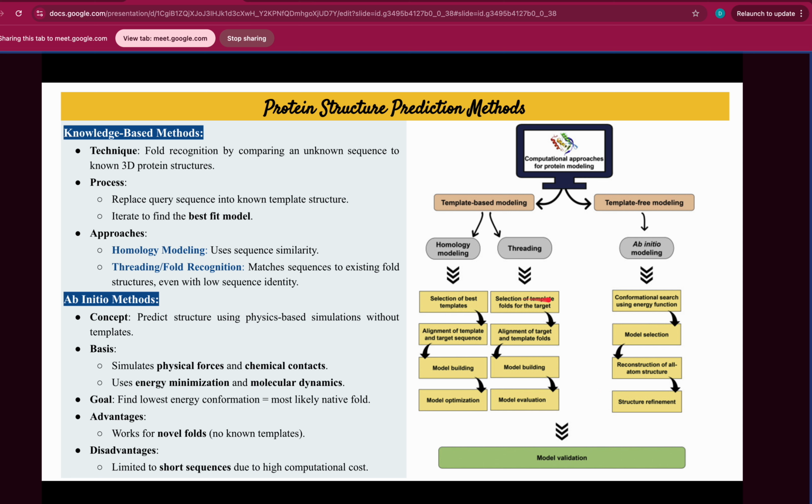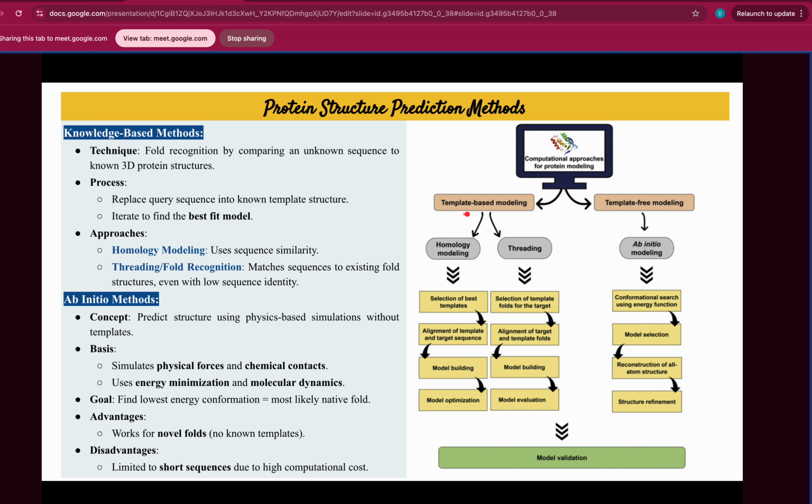In threading, we select the template fold for the target. So in this, we only look at the folded region. In homology modeling, we model the entire protein. In threading, we only model the folds. So alignment of target and template folds. So from entire sequence, we only align the folds, or that particular region which is involved in the folds. We build the model, we evaluate it, and we validate it.